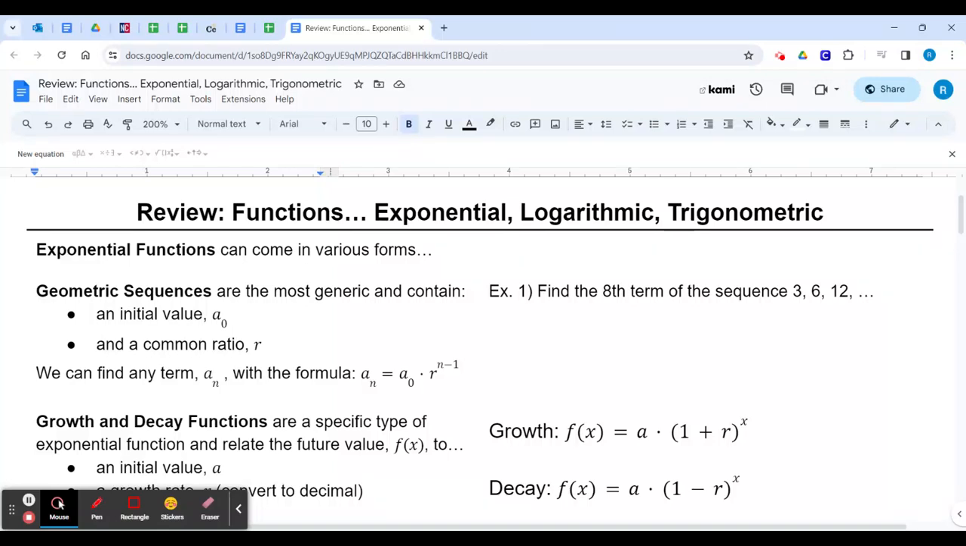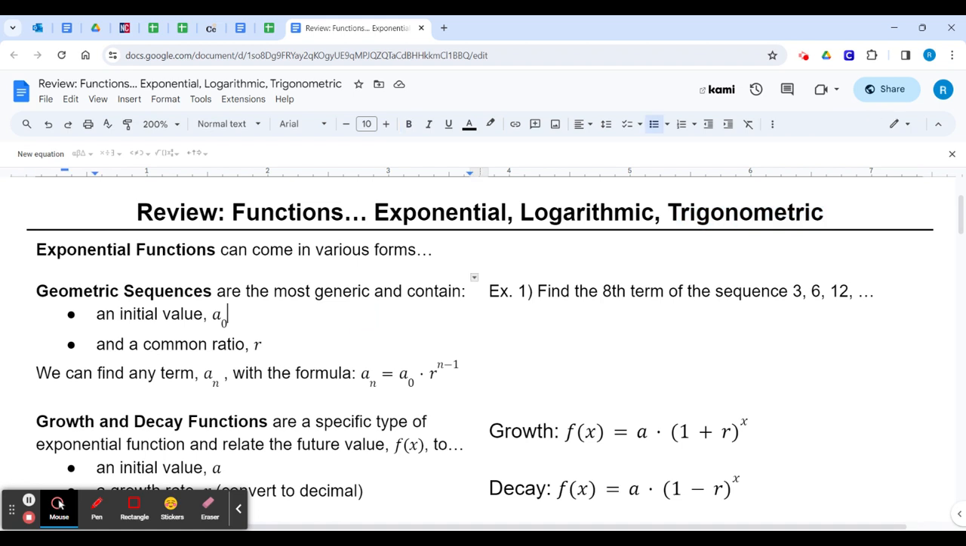All right, today is our last day of review, and we're going to hit three more function types today. They are exponential, logarithmic, and trigonometric. This trigonometric, that is basically just our sine and cosine functions.